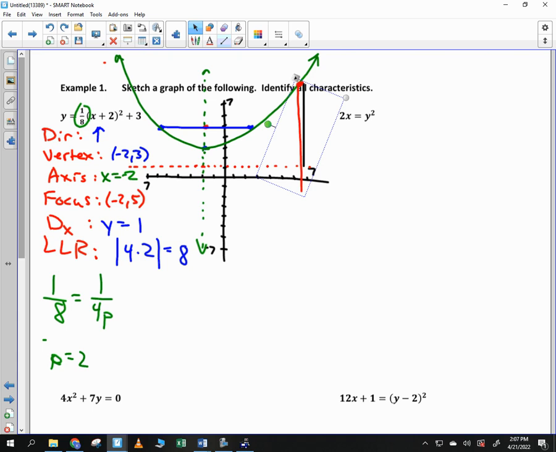So the directrix is this horizontal line. So I move 2 units down, and that line goes through y equals 1. Whatever p is.